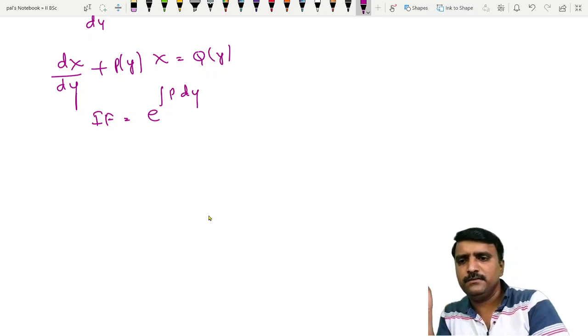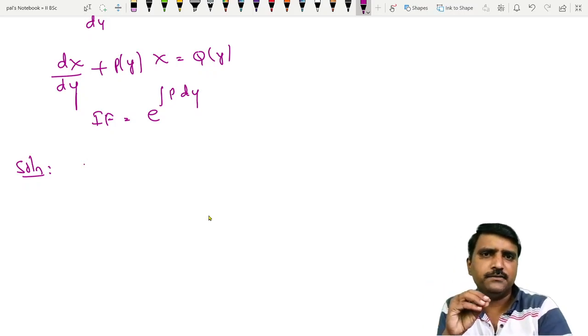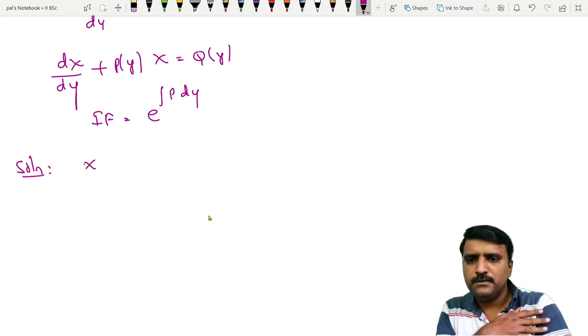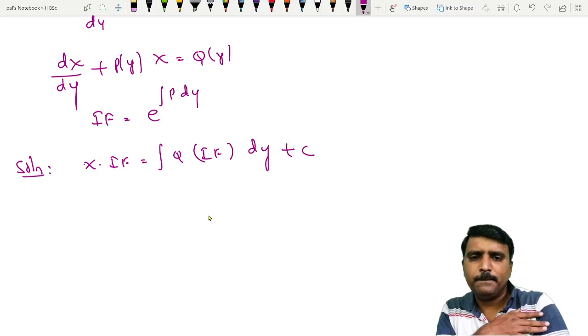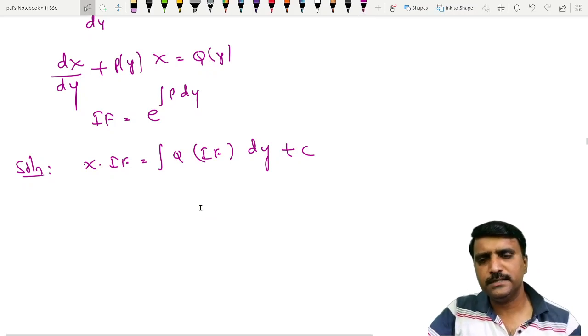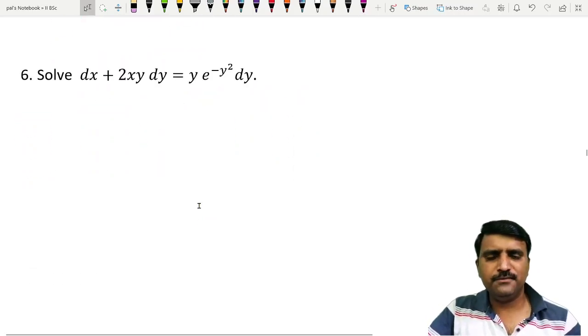And what is the solution? So the solution is x into integrating factor is equal to integration of q into integrating factor dy, not dx, plus c. See one, that type of problem.